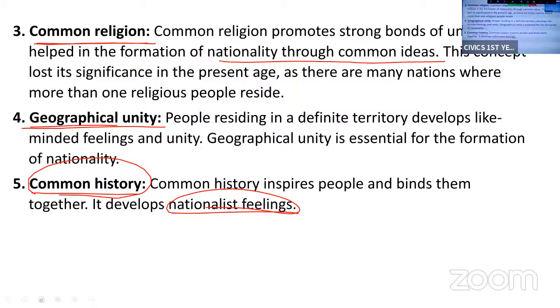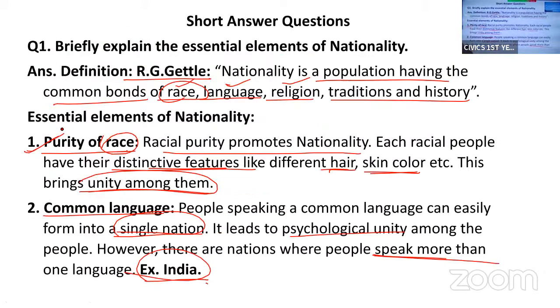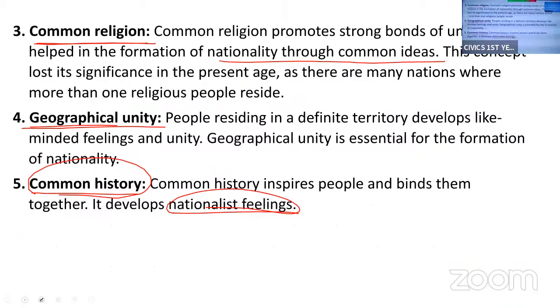So what are the elements? There are 5 elements of nationality. The first one is purity of race, then common language, then common religion, geographical unity, and common history.